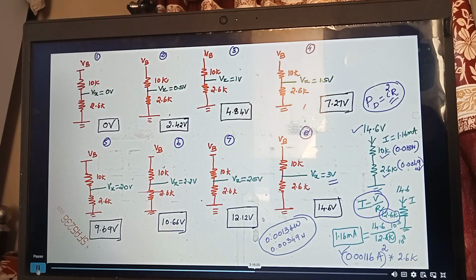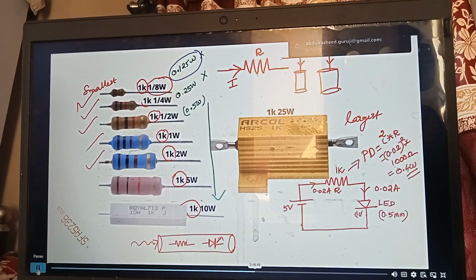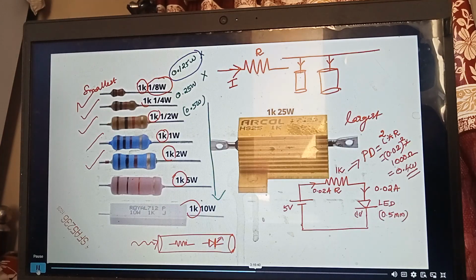Anyway, the minimum value of resistor is 1 by 8 watt. What is 1 by 8 watt? 1 by 8 watt is 0.125. So our value is less than that, so you can go for a 1 by 8 watt resistor. You can buy the smallest one for the sensing, because the actual power dissipation is around 1.3 milliwatt. It is a small value. Here the resistor can handle up to 125 milliwatt.